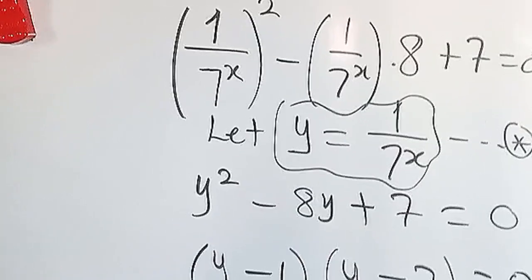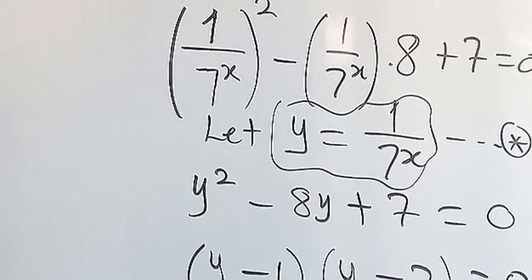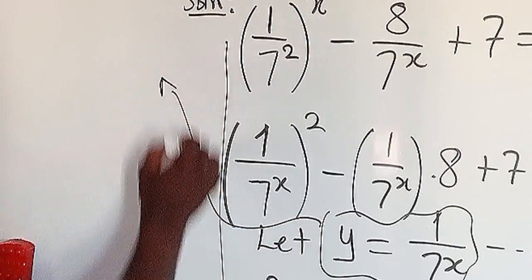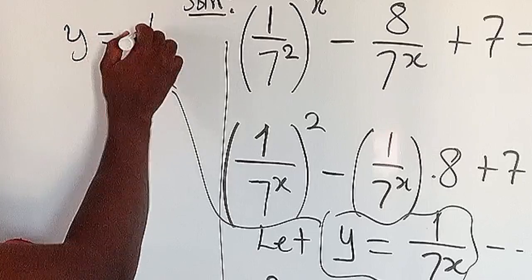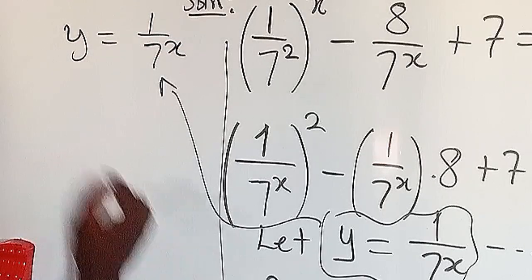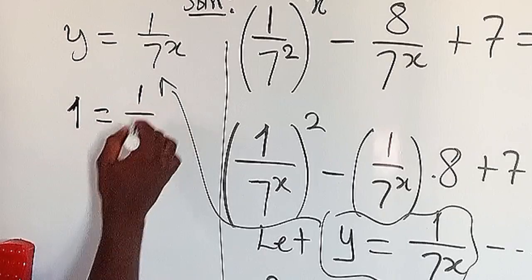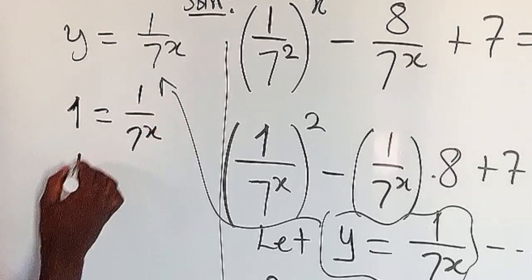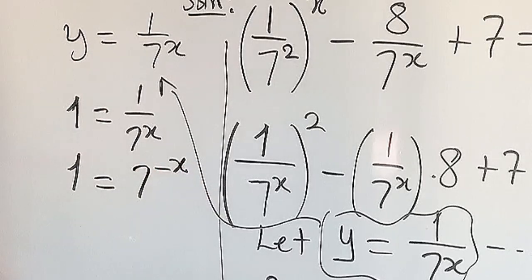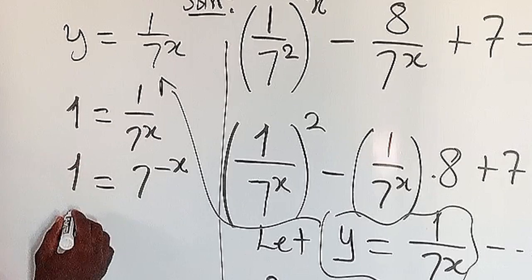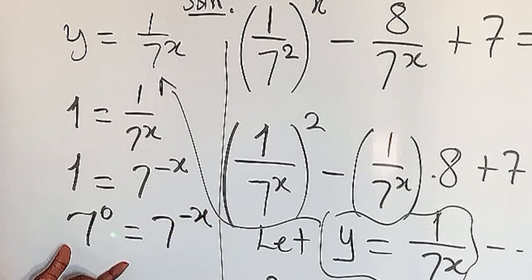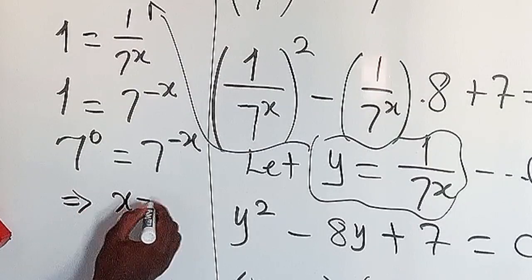Let's recall from here, we have y equal to 1 over 7 to the power of x. Understood? So what is our y? Y is 1. Put 1 here, equals 1 over 7 to the power of x. Now this can be written as 7 to the power of minus x from the law of indices, and 1 can also be written as 7 to the power of 0, then 7 to the power of minus x. So from there, we can have x equal to 0.